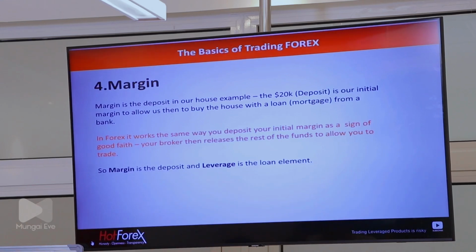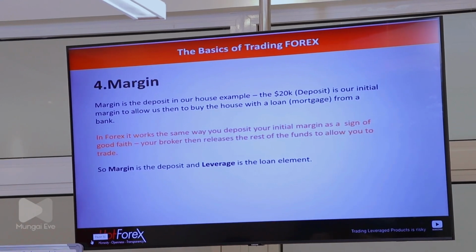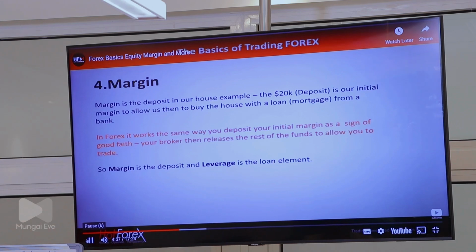$20,000 deposit is our initial margin. It allows us to buy the house. If we didn't come up with that deposit, the bank wouldn't forward our loan, but it wouldn't give us a mortgage. So our $20,000 is, you know, it's a good faith. It's our deposit to be able to leverage that amount to allow us to buy the house of our dreams.